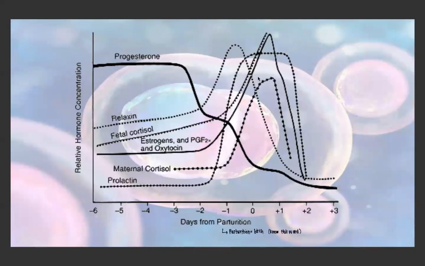So this is quite a complicated diagram, just showing hormones during the birth period. Parturition is a different word for birth. The main ones to focus on are progesterone, how it decreases before birth, and oxytocin, how it increases during or before or just after birth.